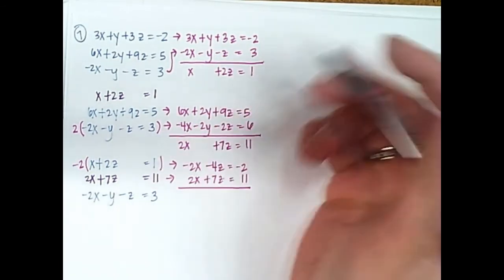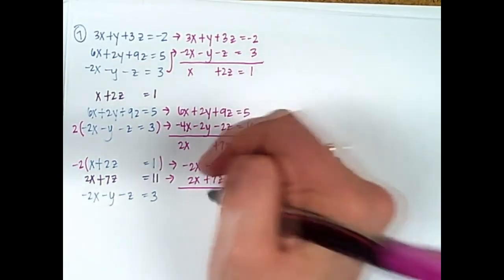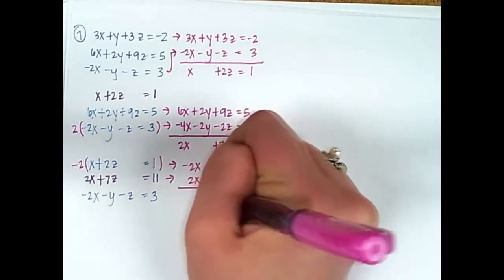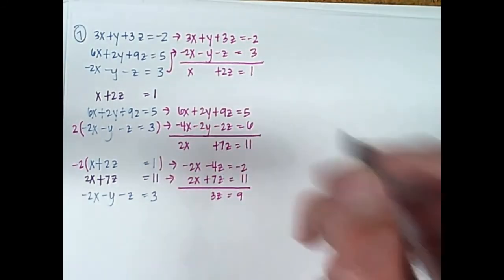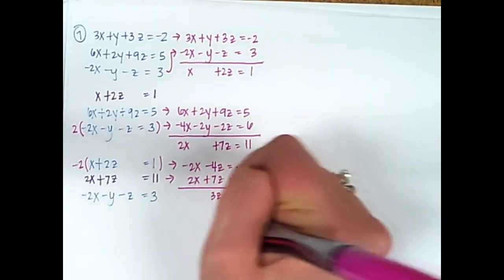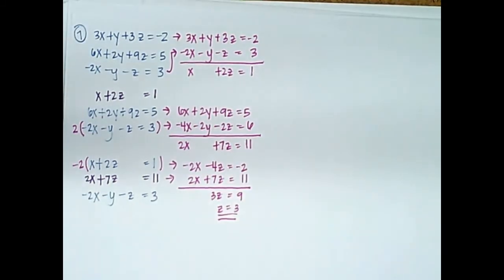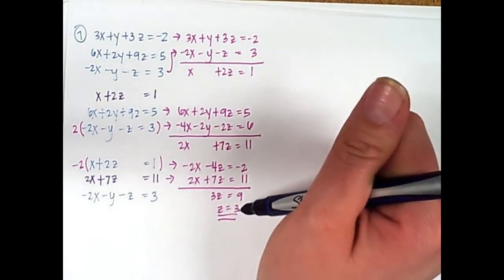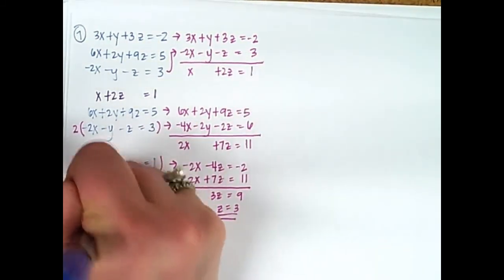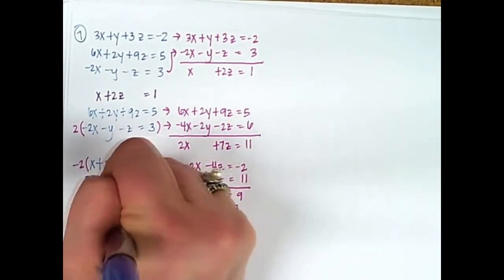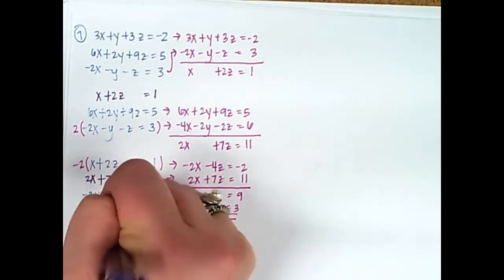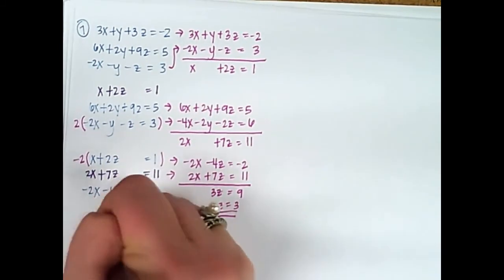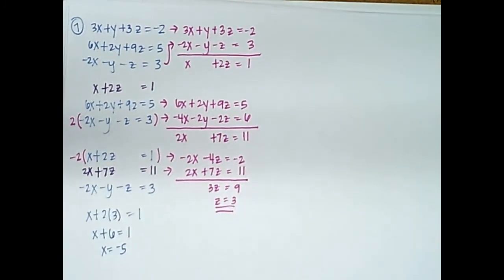Okay, so negative 2x plus 2x cancels. Negative 4z plus 7z gets me 3z. And negative 2 plus 11 gets me 9. So divide everything by 3, and I get z is equal to 3. So now that I've solved for one of my variables, all I have to do is start plugging things back in. So I'm going to plug z into my top equation. So x plus 2 times 3 equals 1. So x is equal to negative 5.